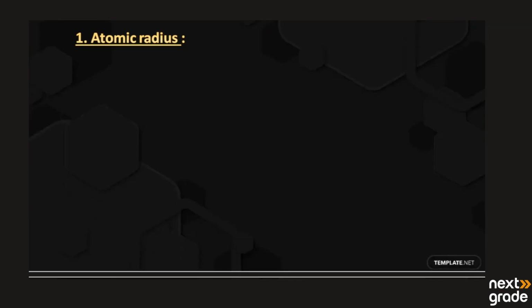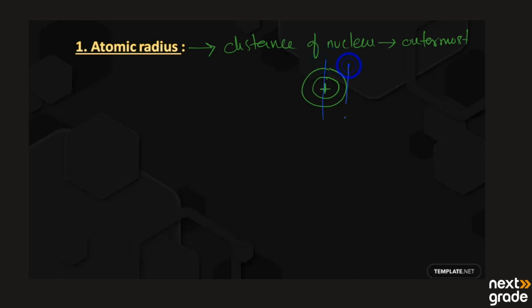The first one is atomic radius. You must know what is meant by atomic radius. It is the distance between the nucleus of an atom and the outermost shell. For example, this is the nucleus of an atom and this is the second shell. The distance between the valence shell and the nucleus is known as atomic radius. It is denoted by R. So atomic radius can affect the ionization energy as well.